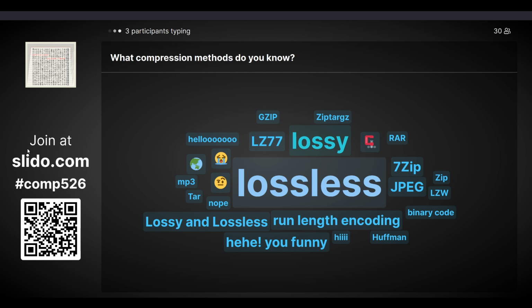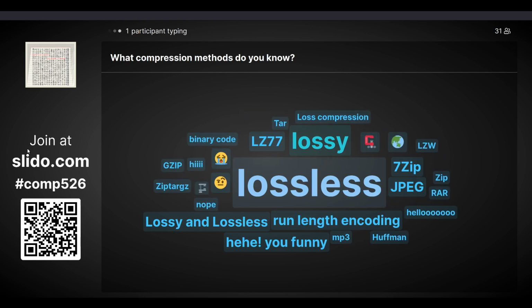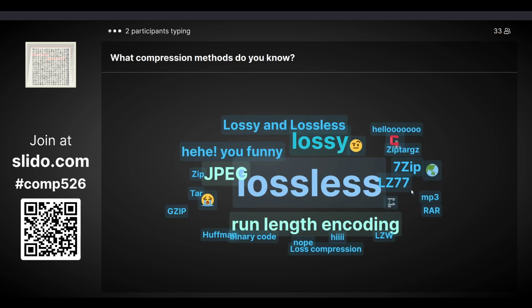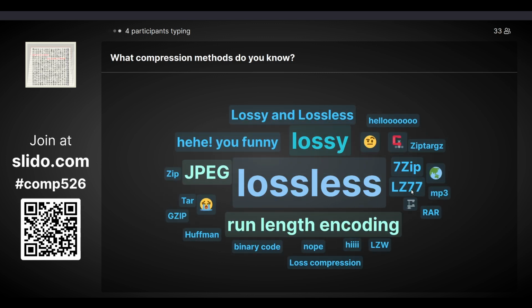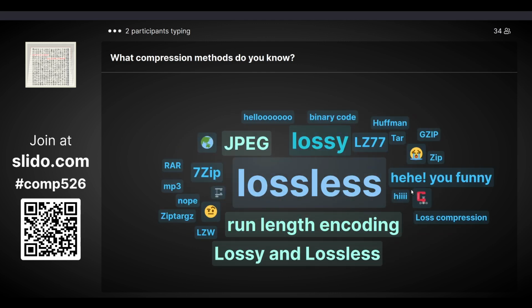What you cannot see again is the numbers. So 7 people sent lossless, that's the biggest blob. Sometimes these look like everyone has seen, you know, JPEG, but it's really just 2 people. The graphic makes it look a bit more widely known or widespread.